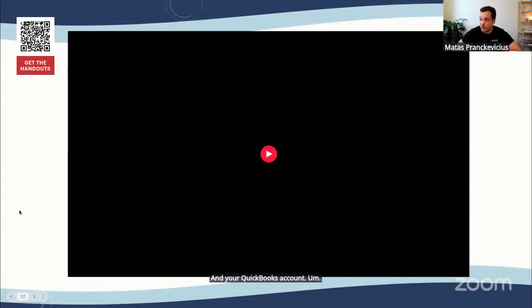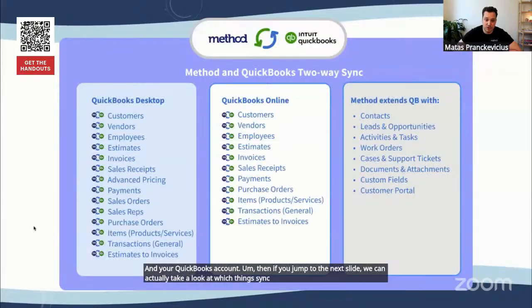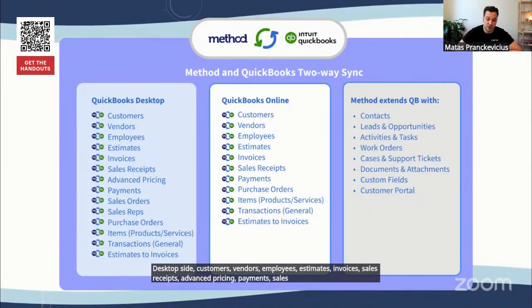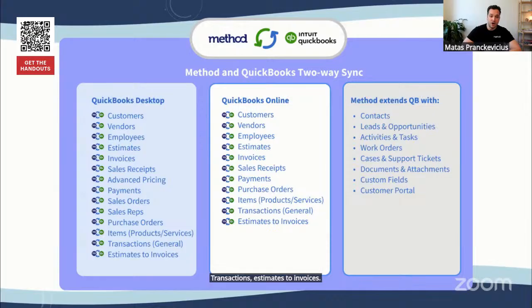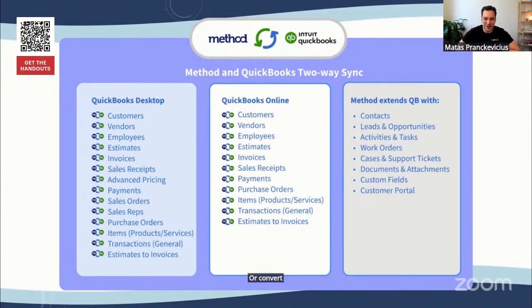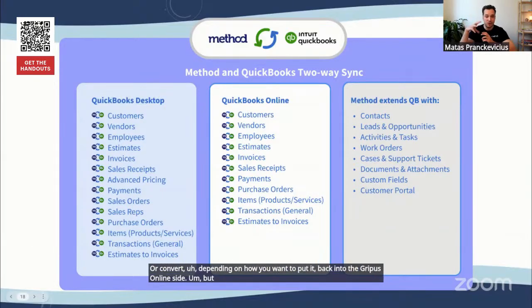Then if you jump to the next slide, we can actually take a look at which things sync. That's the question that we usually get from people. So if you look at the breakdown here, I'm not going to read every single thing, but just starting with the Desktop side: customers, vendors, employees, estimates, invoices, sales receipts, advanced pricing, payments, sales orders, sales reps, purchase orders, items, transactions, estimates to invoices. Obviously a little bit less on the online side because some of the features differ and some of the features don't transition or convert, depending on how you want to put it, back into the QuickBooks Online side. But Method will tackle all of those and actually more, depending on how you want to set it up.